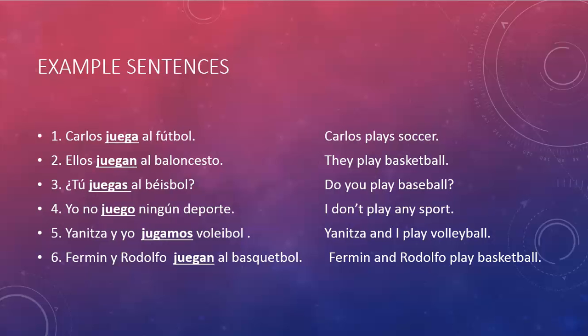You'll notice that because Janitza y yo would be nosotros, I do not have to put an E there, so it's not juegamos, it's jugamos. Fermín y Rodolfo juegan al basquetbol. Fermin and Rodolfo play basketball.